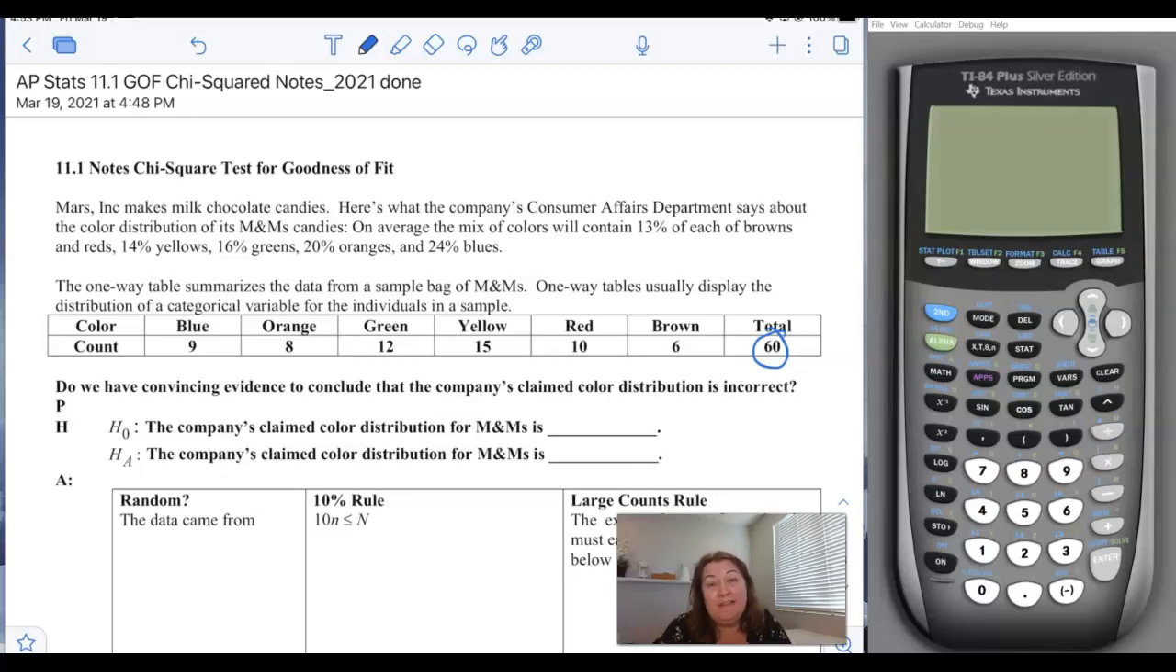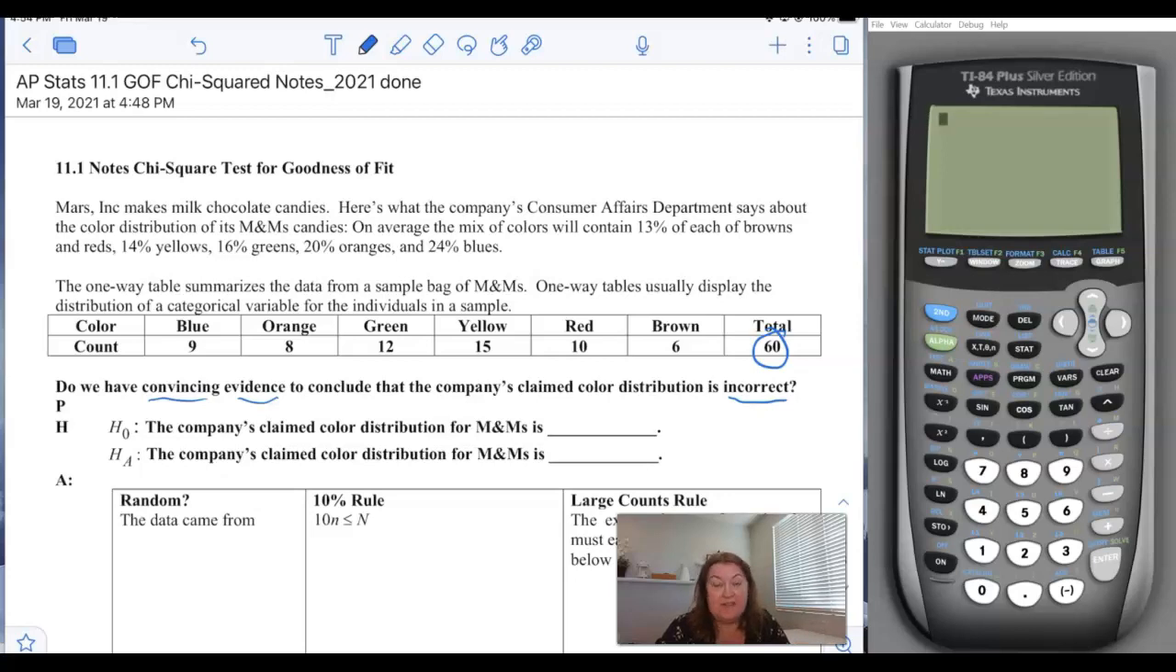So there is no confidence interval for these, which is good news for the entire chapter, no confidence intervals, just significance tests. So here's what a significance test question would look like. It says, do we have convincing evidence to conclude that the company's claimed color distribution is incorrect? Okay, or they could say is correct, either way.